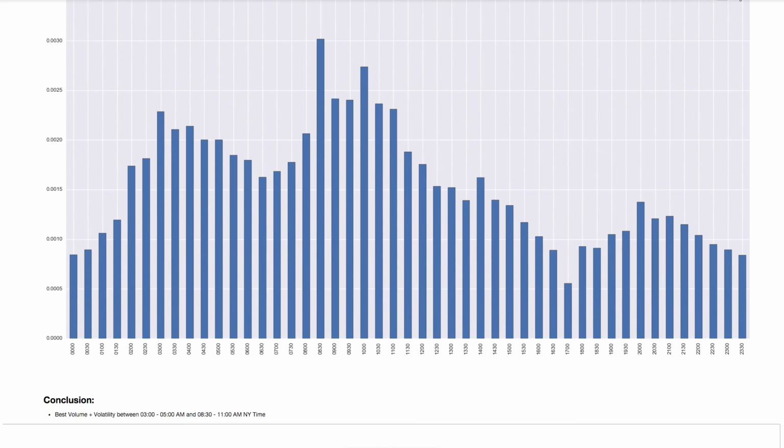So my conclusion to the question is that the best times to day trade the Euro-US dollar, looking at volatility and volume, are between 3 and 5 a.m. and 8:30 to 11 a.m. New York time. No surprise here really. So if you want to scalp this market, if that's a good idea or not is another thing. But if you want to do so, go for the liquid times. Go when the action's happening.